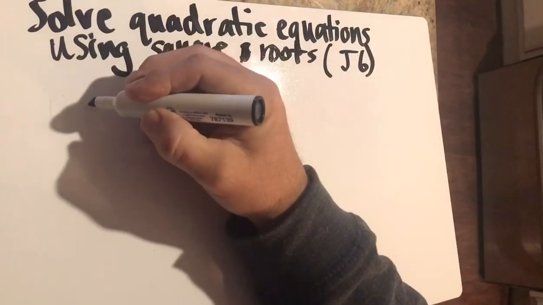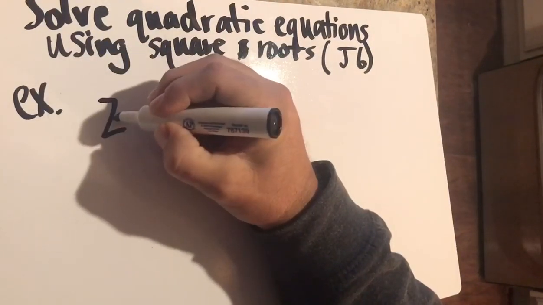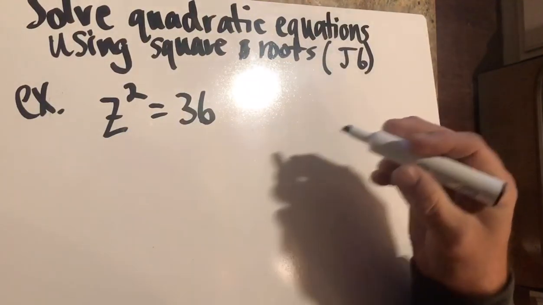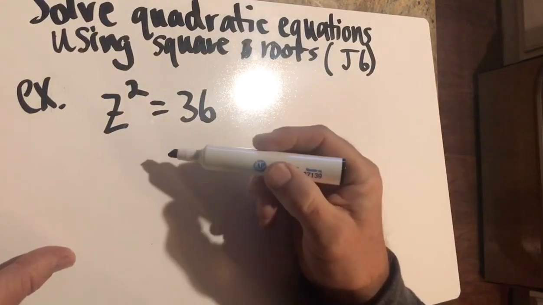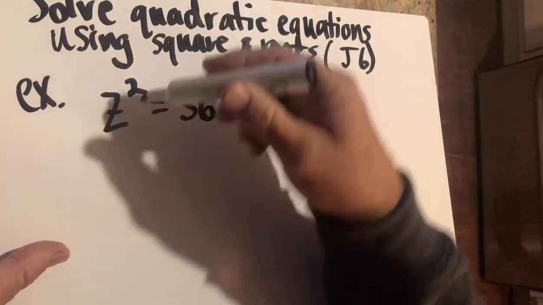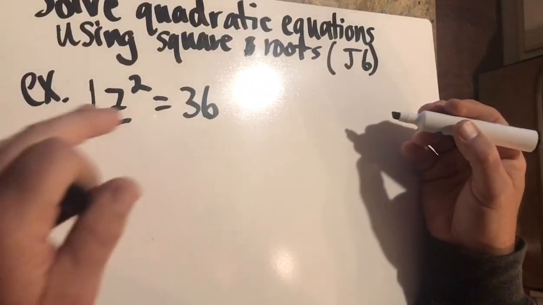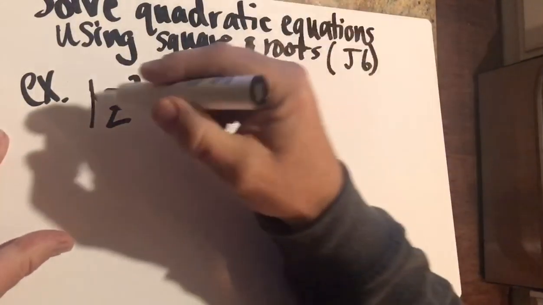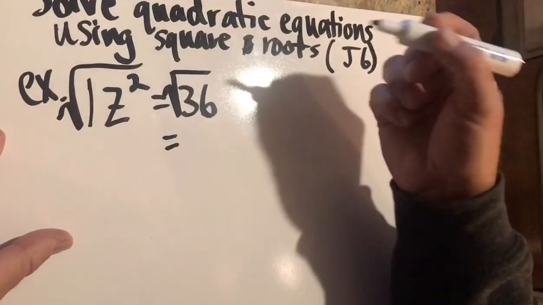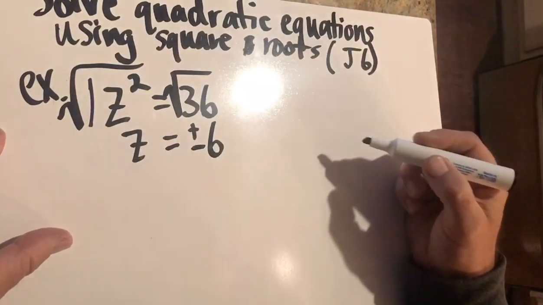Alright, so the first problem I see, it's got z squared equals 36. So your goal is to get your variable by itself, which it is already here. So once it's by itself, so you'd have a coefficient of 1 technically, and there's nothing else before it or after it. You simply take the square root of both sides. So that leaves you z equals either a positive 6 or a negative 6.